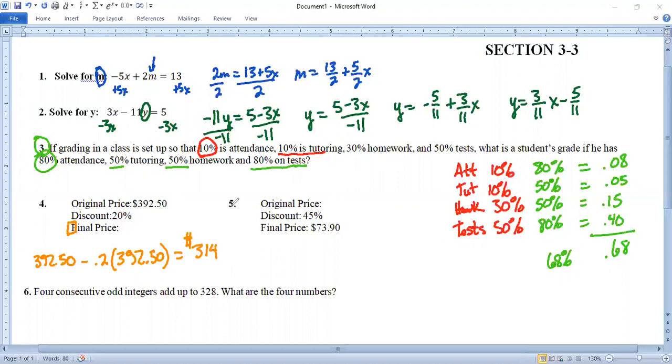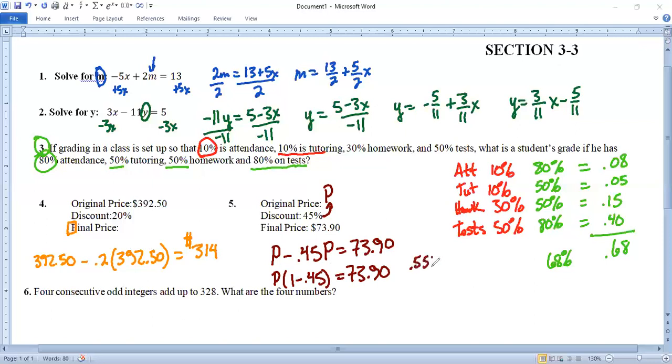All right, number 5. Notice we don't have the original price, and that's what 45% has to multiply. It doesn't multiply the final, so we're going to use a variable. So the price discounted 45% of the price ends up being $73.90. And you'll notice this is from our formula. We could have done 1 minus 0.45. That's the shortcut we learned. Either one of those is fine, and either way, it gets you to 0.55p equals 73.90.